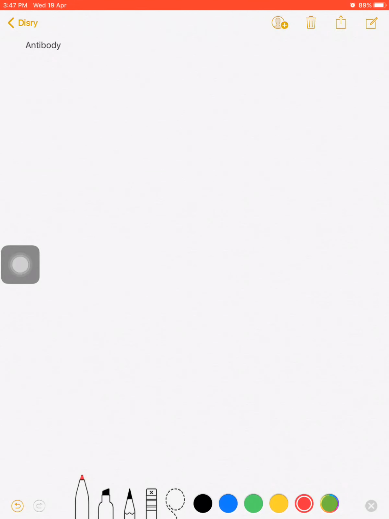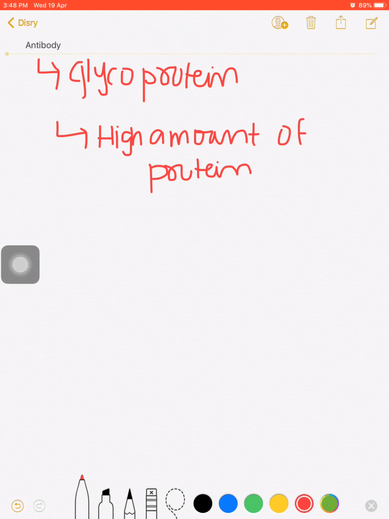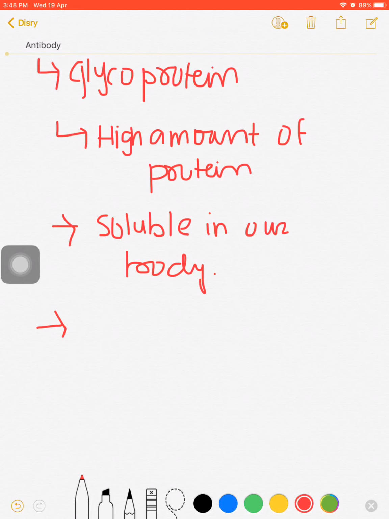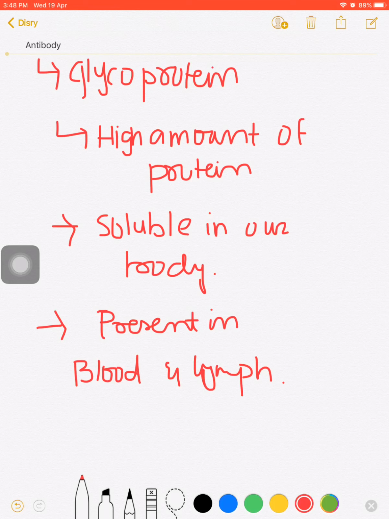So today we will discuss antibodies, right? Basically, antibodies are glycoproteins, but they have a high amount of protein in them. Basically, they are soluble in our body, and they are present in blood and lymph.